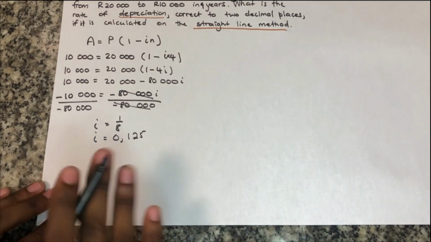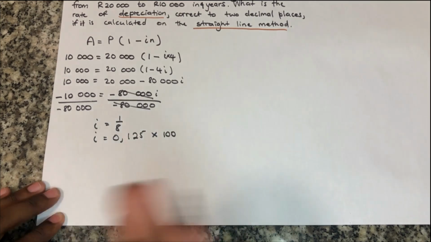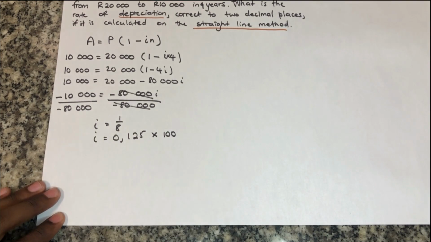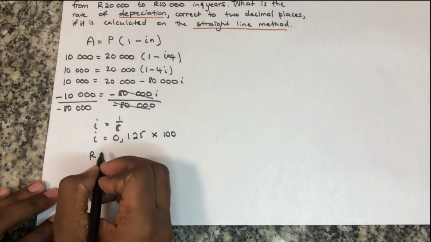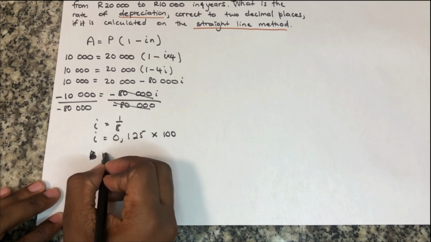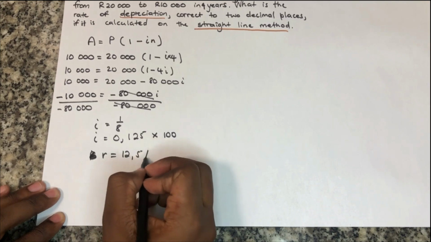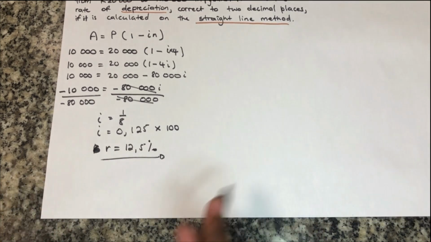Remember, in this portion we're looking for the rate of depreciation. So this is the interest, the rate of depreciation. We're going to multiply by 100 to be given in percentage. So let's multiply that with 100, and the correct answer: our r, the rate of depreciation, is equals to 12.5%. So the rate of depreciation there is 12.5%.